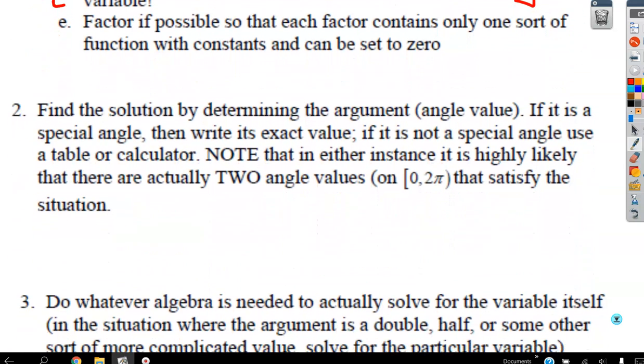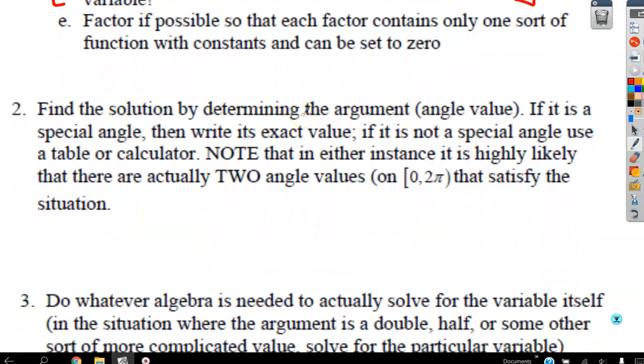Once you get that, then you can find your solution by getting the angles that work for that. And again, it depends. If it's a special angle, you can get it exact. If it's not special, we'd have to use our calculator. Most of the time, there are two angles that work. If I'm asking you to give me the solutions from 0 to 2 pi, not always, but there usually are two solutions that work.